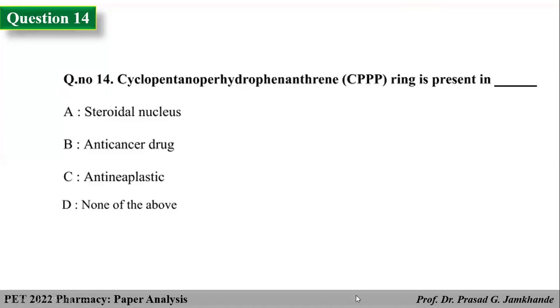In case of the steroidal nucleus, this particular ring is present, CPPP, which is also called a gonane, which consists of four hydrocarbon rings fused together. So the correct answer is the steroidal nucleus.